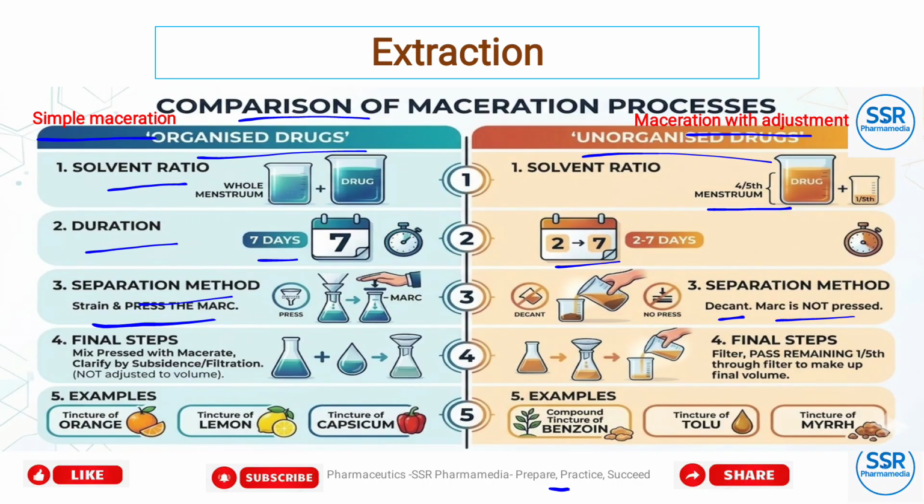Examples of simple maceration: tincture of orange, tincture of lemon, and tincture of capsicum are extracted by using simple maceration methods. In the case of maceration with adjustment: compound tincture of benzoin, tincture of tolu, tincture of myrrh. These are all extracted by using maceration with adjustment. These are all unorganized drugs. Benzoin is a type of resin, as are tolu and myrrh.